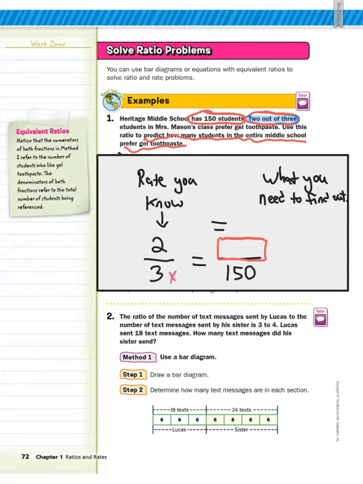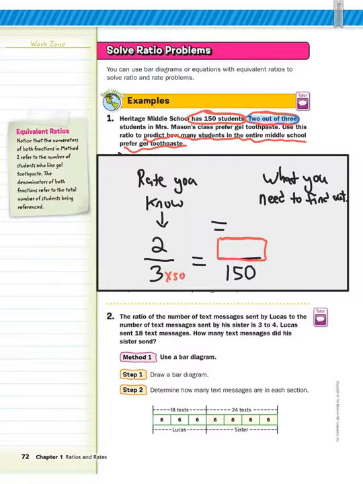I start by knowing 3 times 50 is 150. Now let's pretend I didn't know that in my head. How would you figure out 3 times 50 is 150? All you would do is use inverse operation. You would take this 150 and divide by 3. If you do 150 divided by 3, you get 50. But you might just know 3 times 50 is 150.